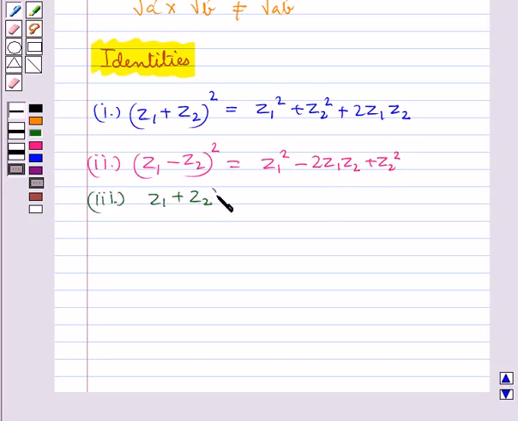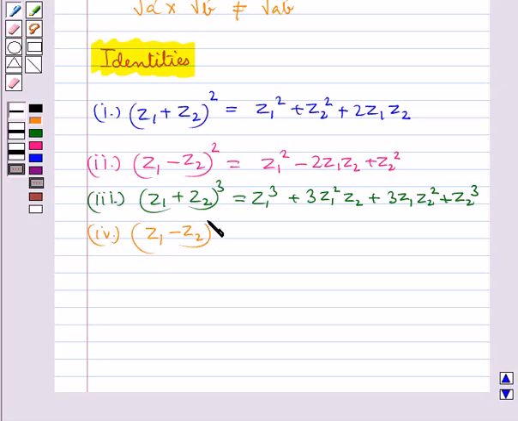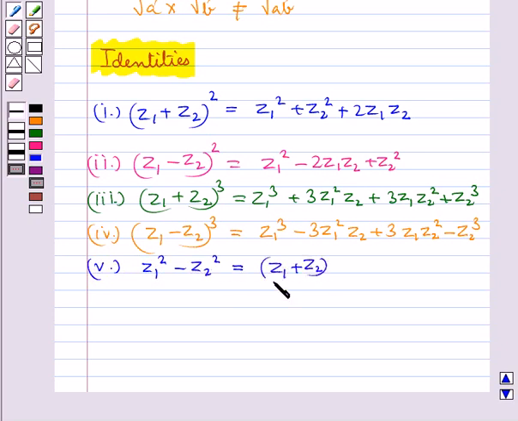Next is (z1 + z2) the whole cube is equal to z1 cube + 3 z1 square z2 + 3 z1 z2 square + z2 cube. Next identity is (z1 − z2) the whole cube is equal to z1 cube − 3 z1 square z2 + 3 z1 z2 square − z2 cube. And next is z1 square − z2 square is equal to (z1 + z2) multiplied by (z1 − z2).